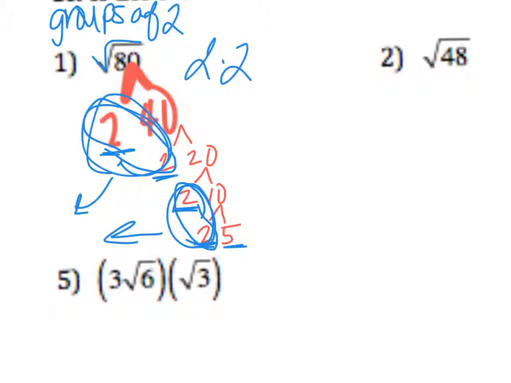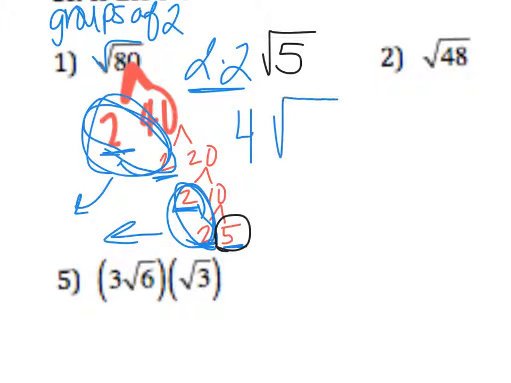Now this 5 left over here doesn't have a buddy. So he's got to stay at home, underneath the house, because he doesn't have a buddy to come out of the house with. Then what you want to do is multiply anything that came outside the house. So 2 times 2 is 4. And then you have the square root of 5 left over. Okay, let's try another one.